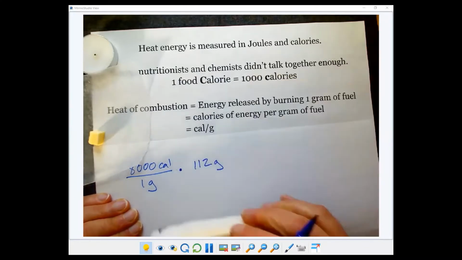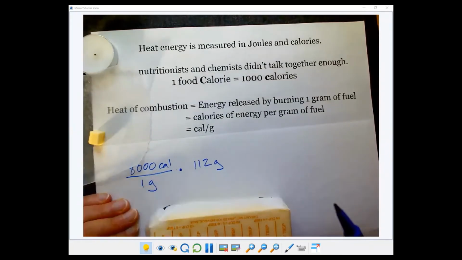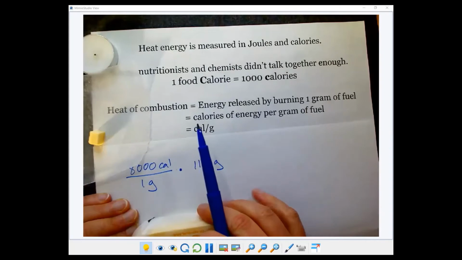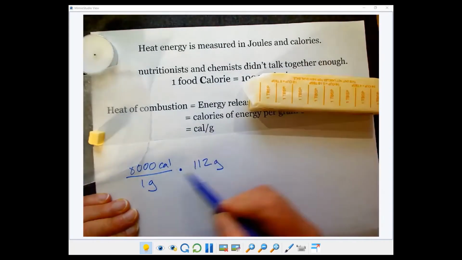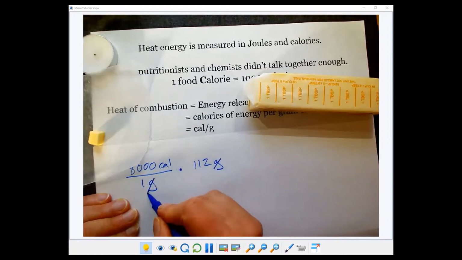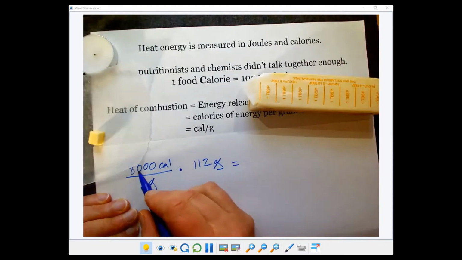And so we look at it, we go, okay, well, this is 112 grams, that's 1 gram. Let's just double check. Is it going to be bigger? Yes, it should be bigger. And let's just double check that we did the units right. Grams are on the top here, grams are on the bottom there, so they cancel out. I'm just left with calories. And so it's 8,000, so multiply the top.